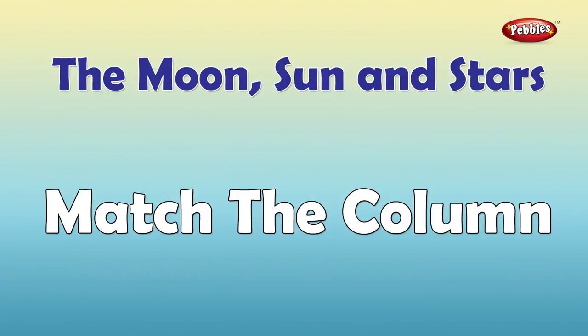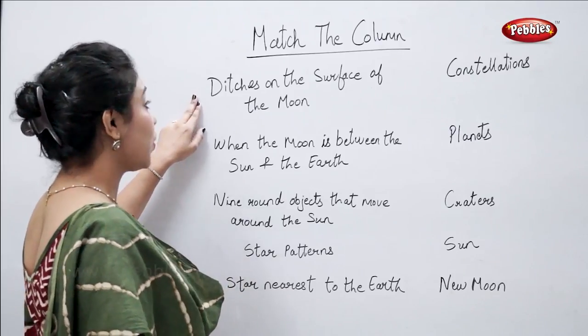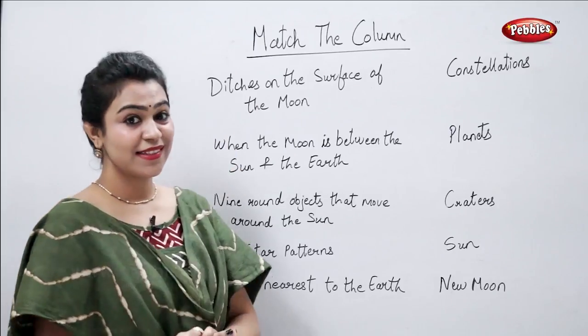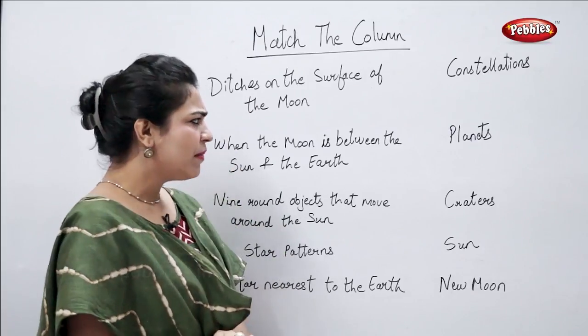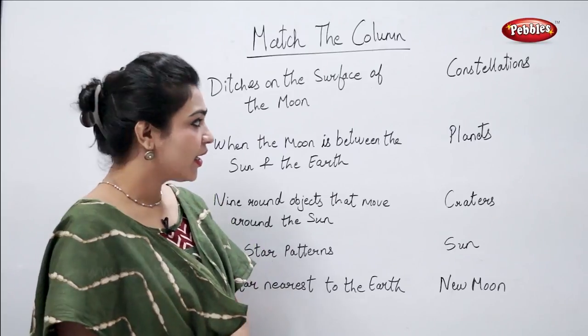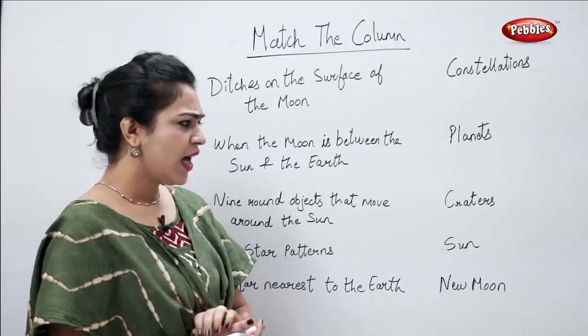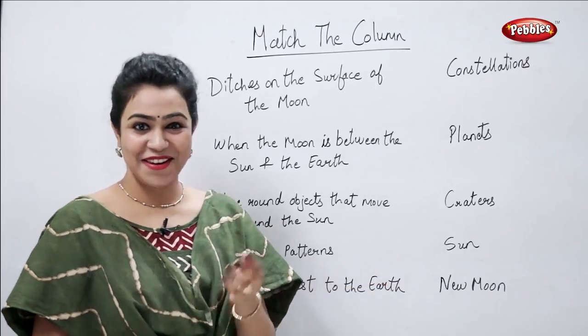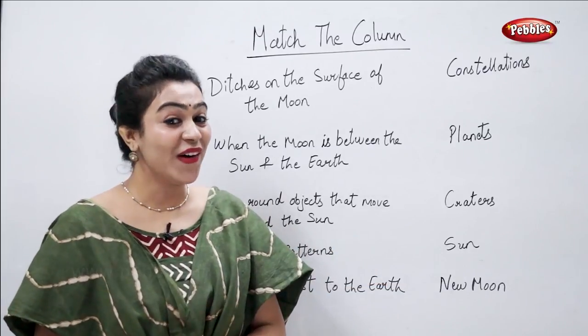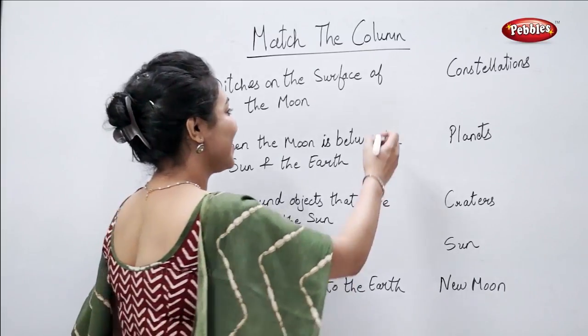Match the column. Ditches on the surface of the moon. Come on, students. Tell me, what are they called? Are they called planets? No. Are they called new moon? No, right? They are called craters.